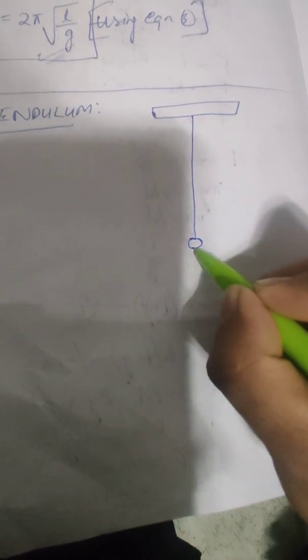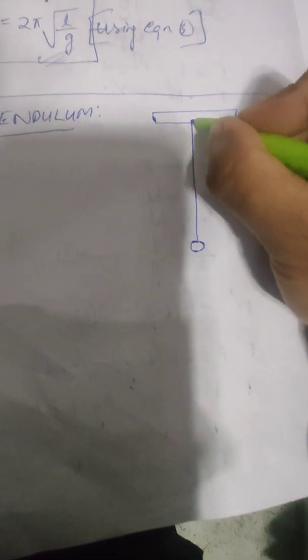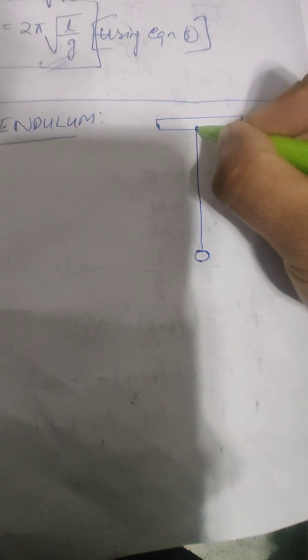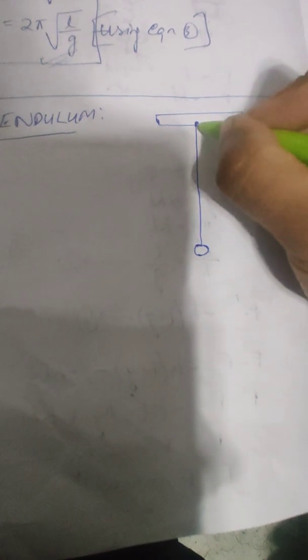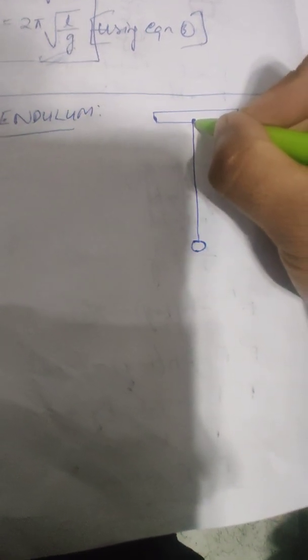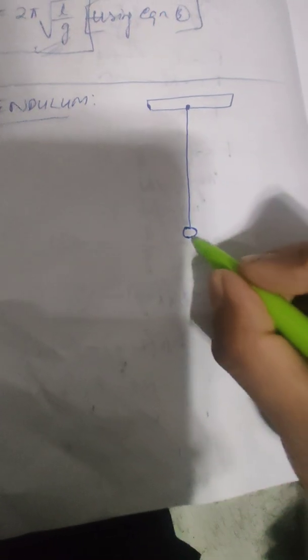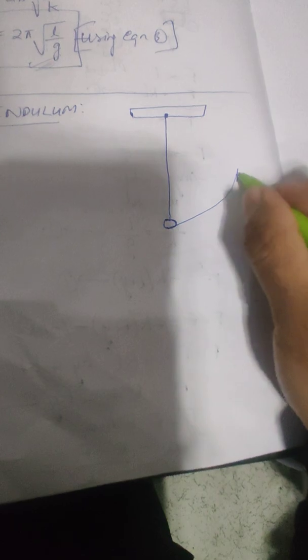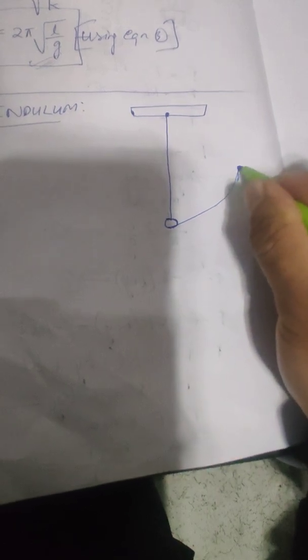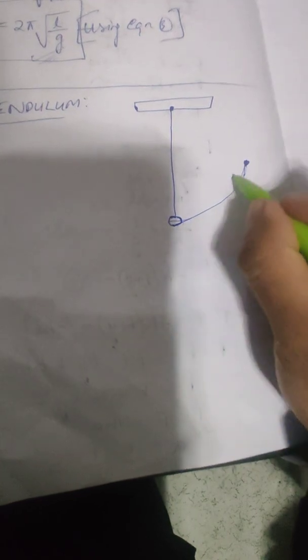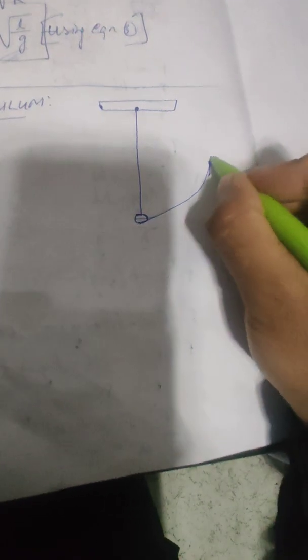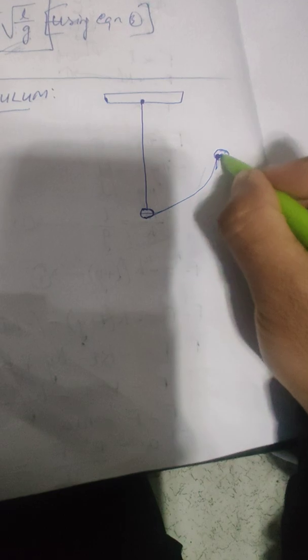And this point where the string is fixed is called the point of suspension. Okay, this point is called the point of suspension, and the maximum distance where it can swing, the extreme point, the maximum point where it can swing. Then the center of the pendulum is called the point of oscillation.